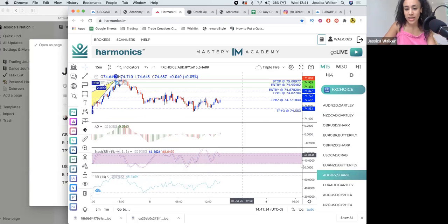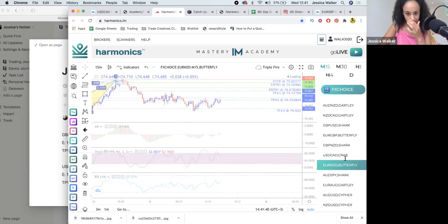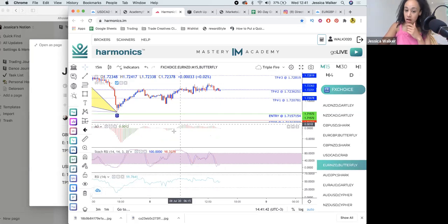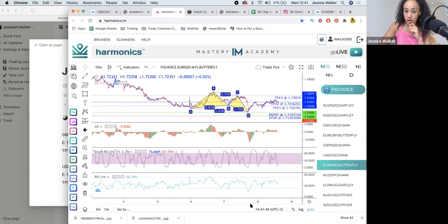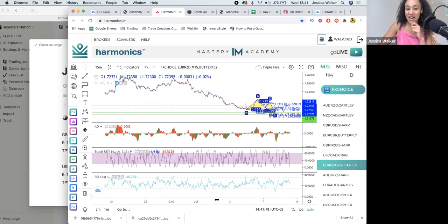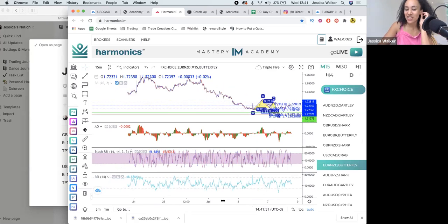Personally, I would not trade that one. Also, it looks like it's going to move to the upside as well, so I'm not tempted to jump into that one. Euro NZD, huh? Ooh. I'm always like, oh, this could be nice, and then you look at the larger time scale and it's like, oh, hell no.